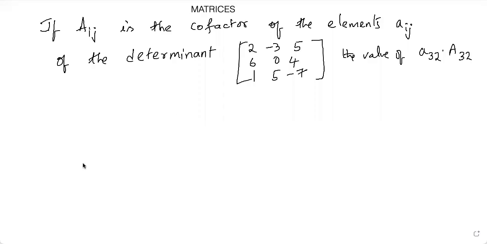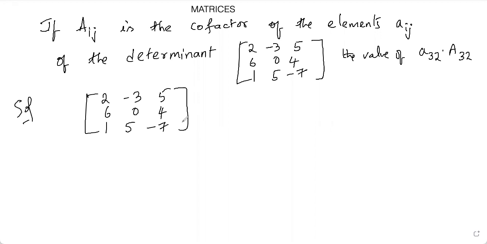So let us find it. Let us keep this as the matrix 2, minus 3, 5, 6, 0, 4, 1, 5, minus 7. So this is the matrix which is given to us.